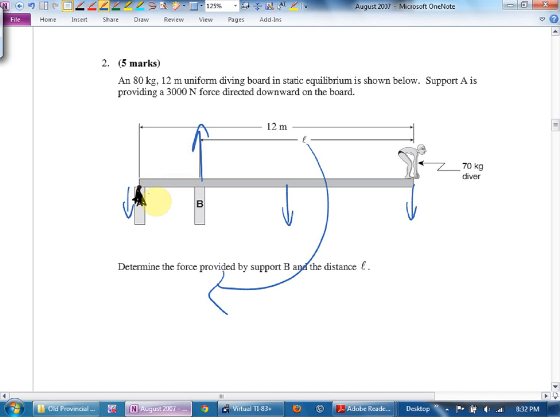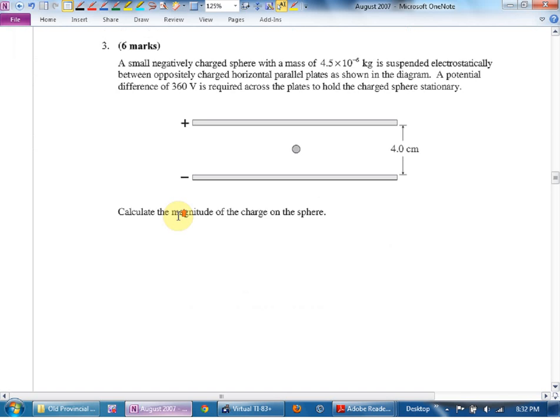Electrostatics. Says a small potential difference of 360 volts is required to hold this stationary. Find the magnitude of the charge on the sphere. What are the forces acting on here? Get the obvious ones. Yeah, I think it's going to be mg equals FE. Are there two charges here? So I'm not going to use kq1q2 over r squared. I'm going to use qE. Do I know the electric field? No. But I do know that it's voltage divided by distance.